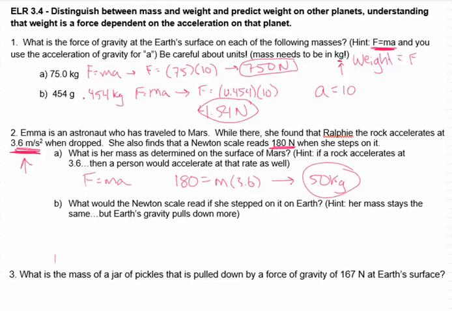For letter B, it says, what would the Newton scale read if she stepped on it on Earth? So this time we're going to a different planet that has a different acceleration. So this time acceleration is 10 meters per second squared.